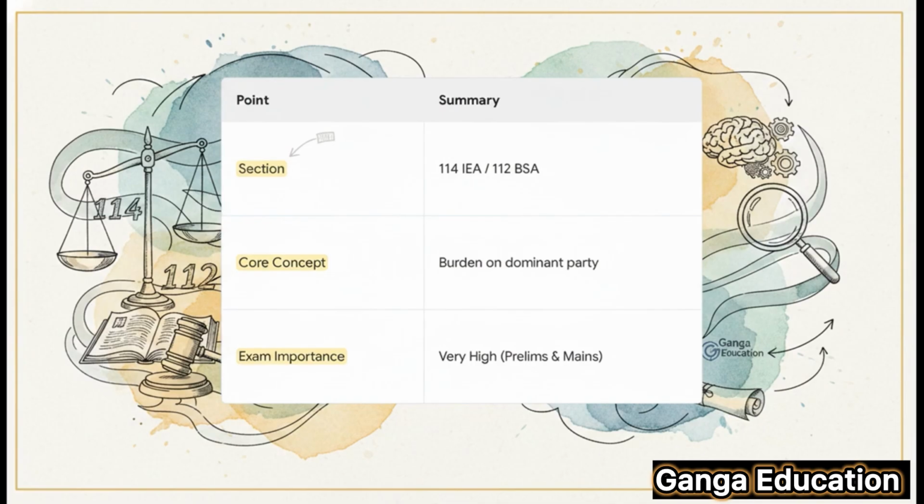To wrap it all up, let's do a quick revision. If you remember just 3 things, let it be these. First, the section numbers. 114 of the IEA, which is now Section 112 of the BSA. Second, the core concept. The burden of proof is on the party who is in a position of active confidence. And third, its exam importance is very, very high for both prelims and mains. And there you have it, a detailed breakdown of this powerful section that really champions fairness and justice.